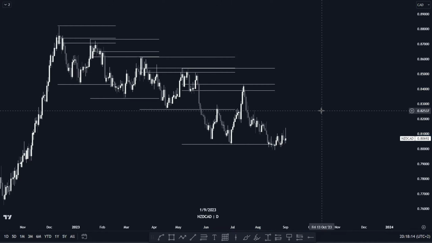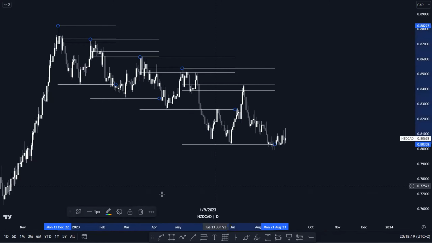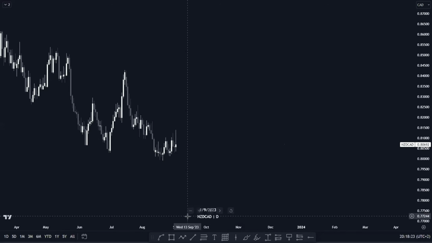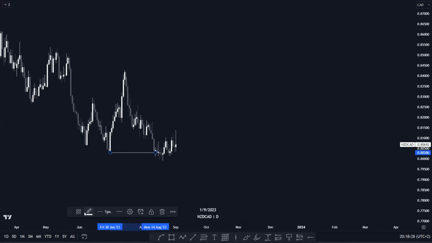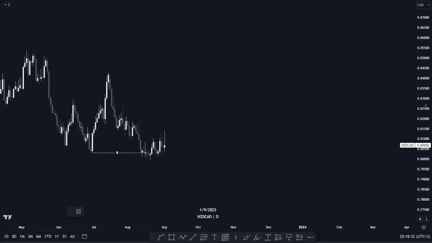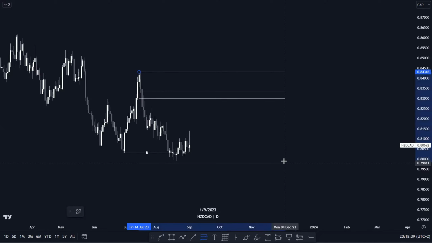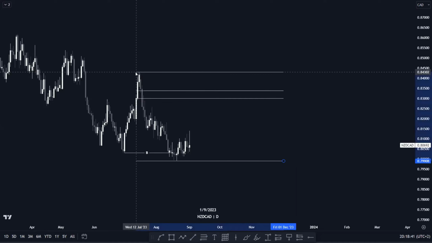Now since we have all this, what we are looking for from NZD CAD is that we can clearly see that price created this break of structure here. And obviously, since we are in a golden zone bearish order flow, we'll be looking to take our daily time frame entries from our golden zone.